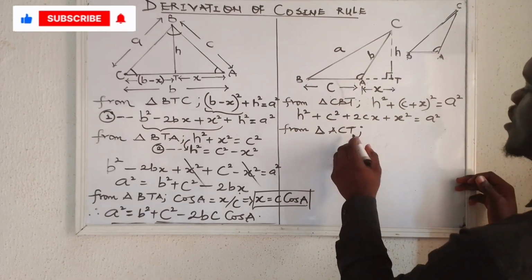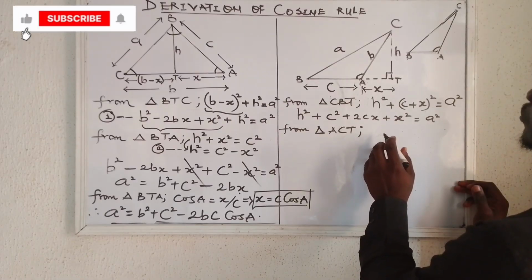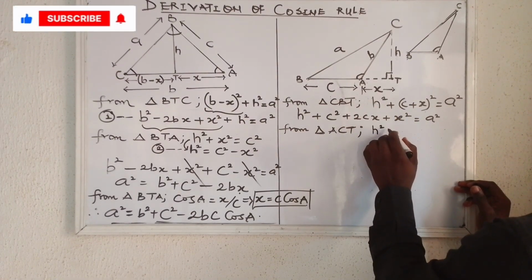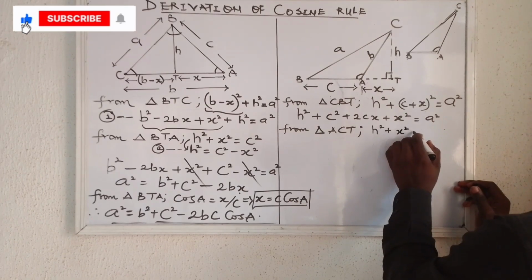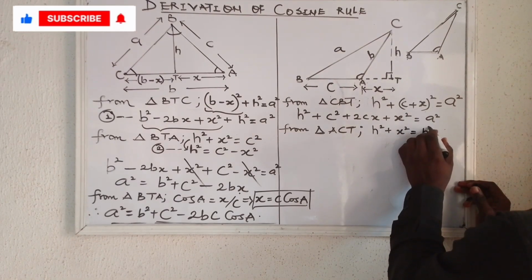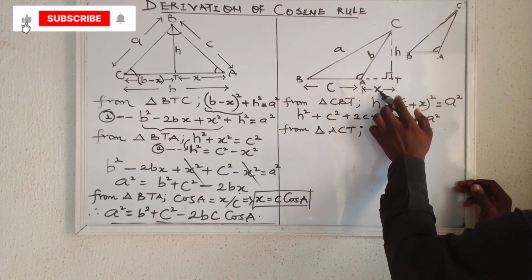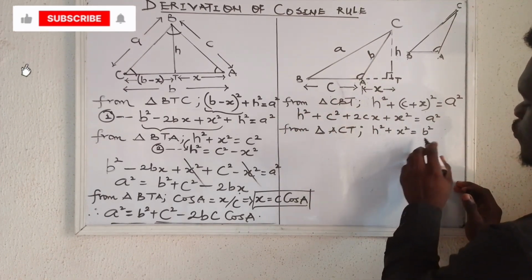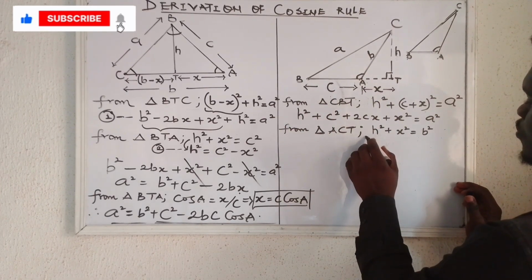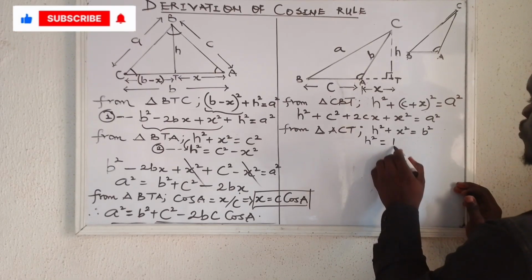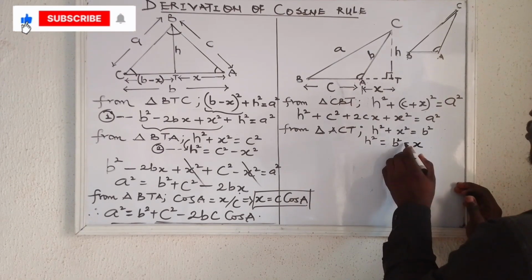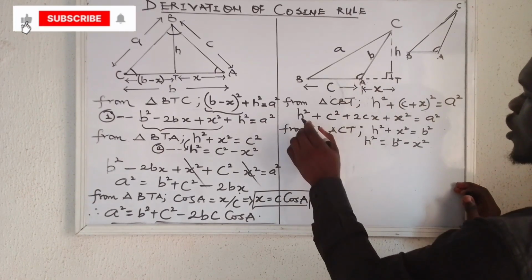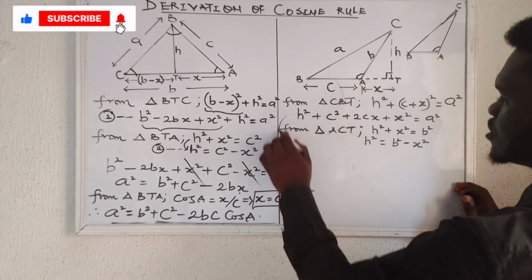So from triangle ACT, we're going to have H squared plus X squared equals B squared. That's Pythagoras theorem. So we're using Pythagoras here. From here, we make H squared the subject of the formula. H squared will become B squared minus X squared. So we're going to substitute this value of H squared into this.